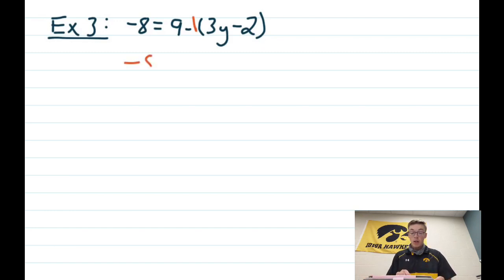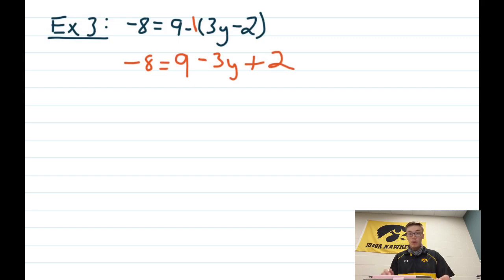So the -8 stays the same. The 9 does not change. We don't do anything with the 9 right now. But the -1 times a 3y, or the opposite of a positive 3y, is a -3y. -1 times a -2 is a positive 2, or the opposite of a -2 is a positive 2. So that's what that negative does out in front. You got to remember that back from the distribution part. So now we're there.